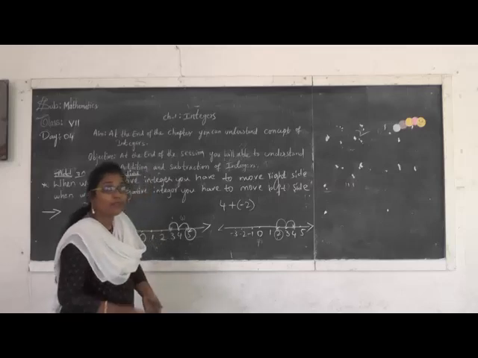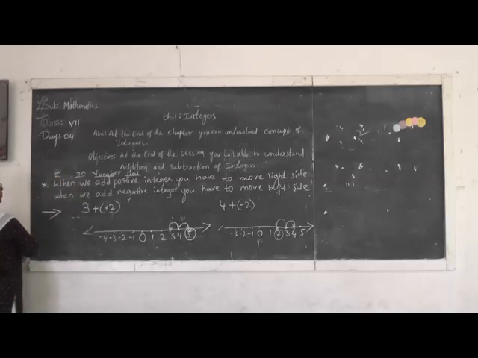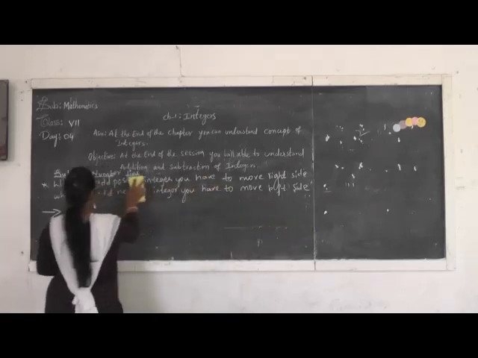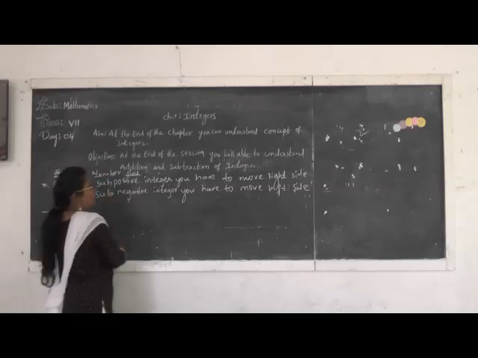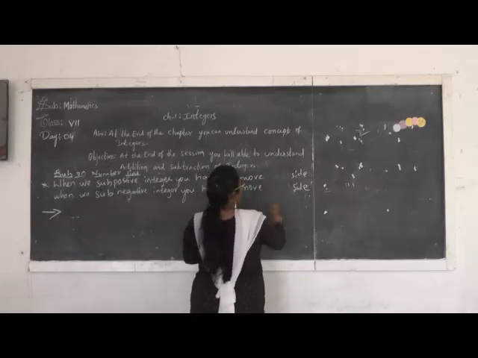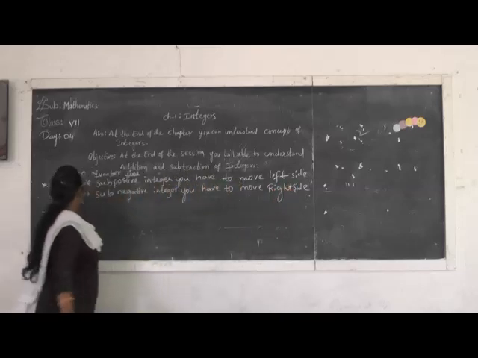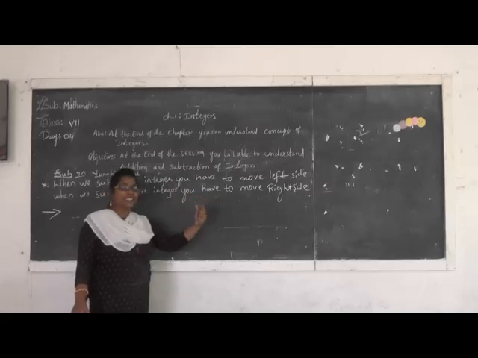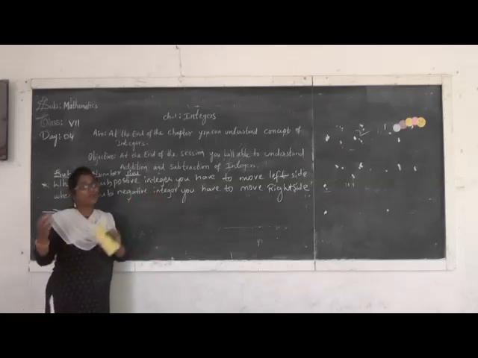Now in the same way we can do the subtraction of integers also. Here it is just reverse. When we subtract a positive integer, you must move towards the left side. When we subtract a negative integer, you have to move right side. It's just reverse to the addition of integers.